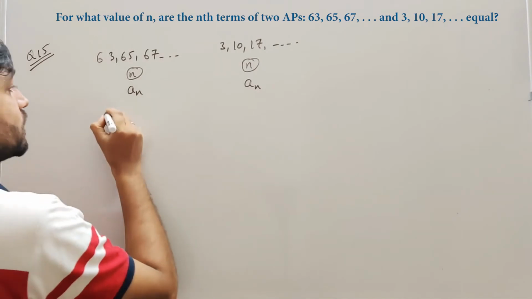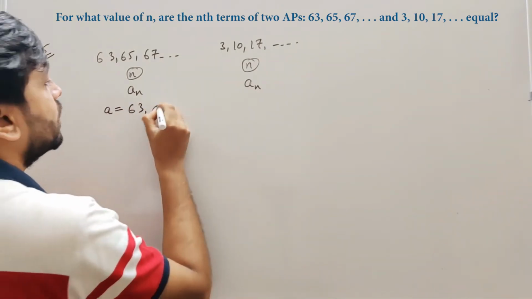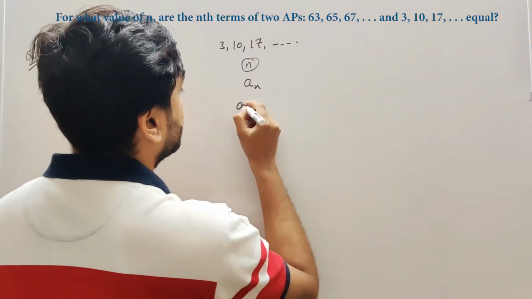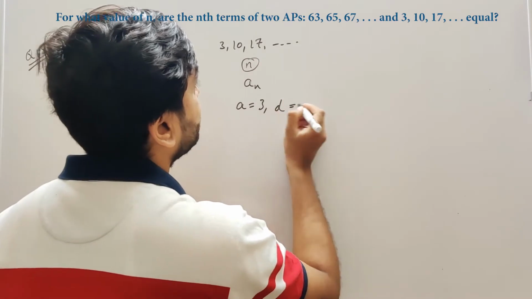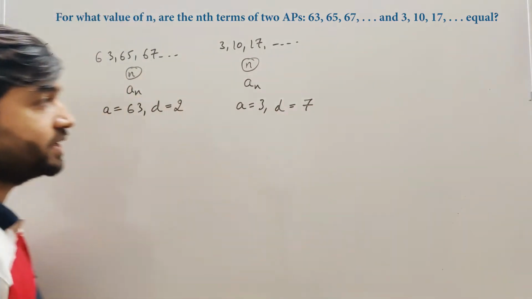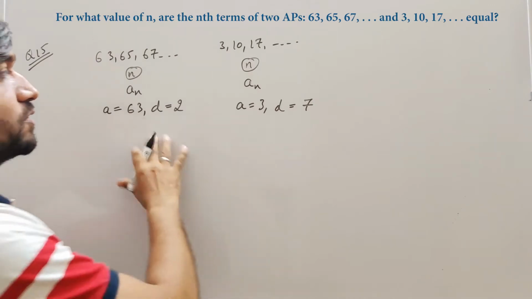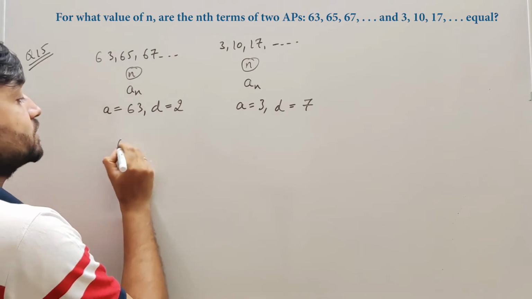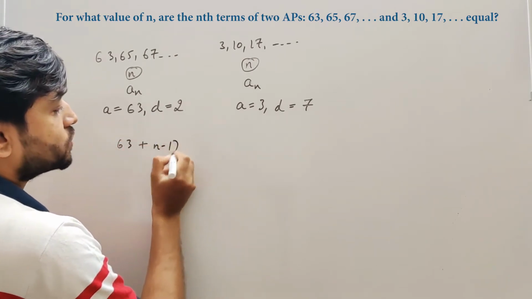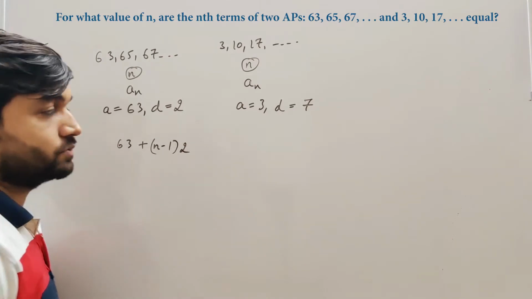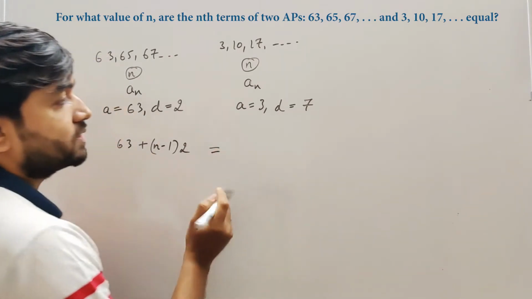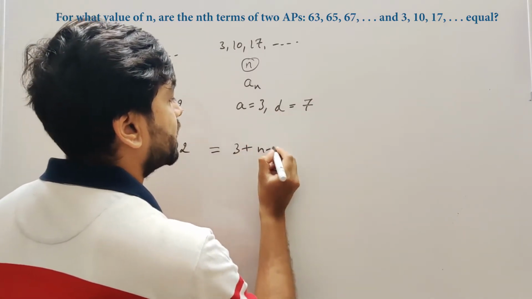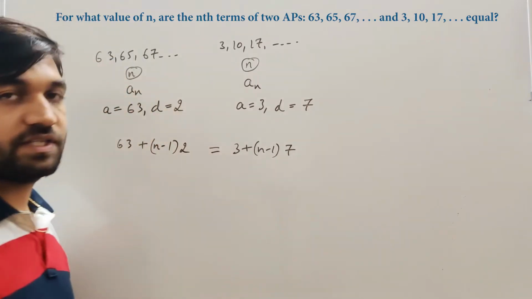Here, what is a? We'll write down what is given. A is 63. Common difference is 65 minus 63, which is 2. In this case, your first term is 3. The common difference is 10 minus 3, which is 7. So they are saying for what value of n the nth terms of both the APs are equal. I find the nth term here, a plus n minus 1 into the common difference 2. The nth term here is equal to the nth term here, which is 3 plus n minus 1 into the common difference 7.